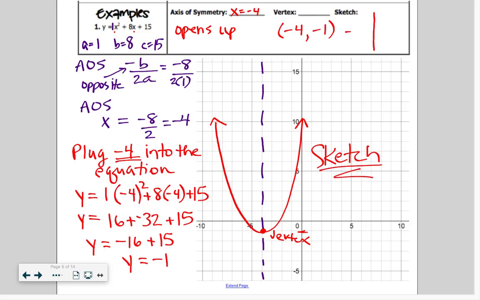Over here, you can just do something like this. It doesn't have to be perfect. I just need to know if you have the axis of symmetry written down and the vertex written down. The sketch is just a very generalized picture of what the parabola will look like.